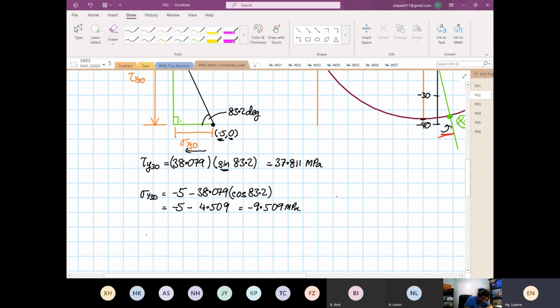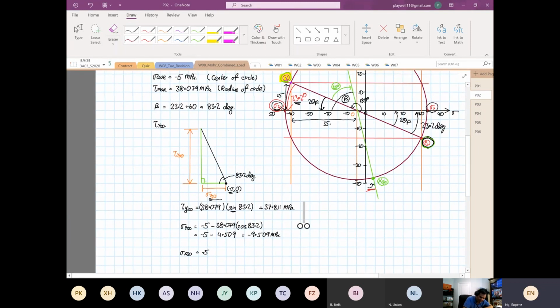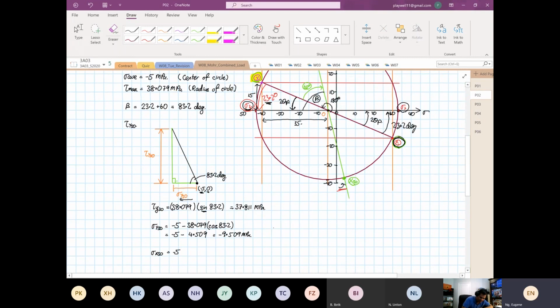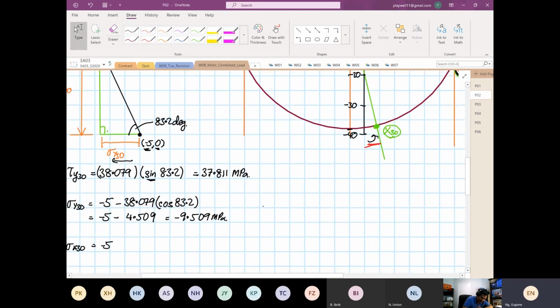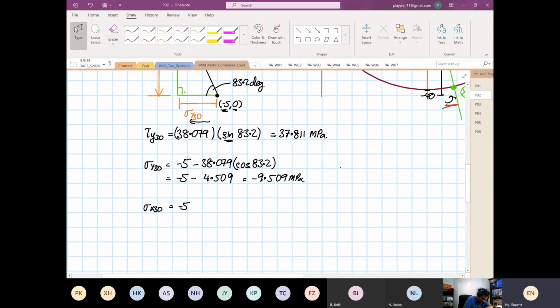your normal stress X30 will be equal to -5. And because it's going towards the right hand side, right? Because from the center of the circle, it's going towards the right hand side. The formula will still be the same, except this will be a plus. Okay, 4.509. So this will be equal to -5 plus 4.509.